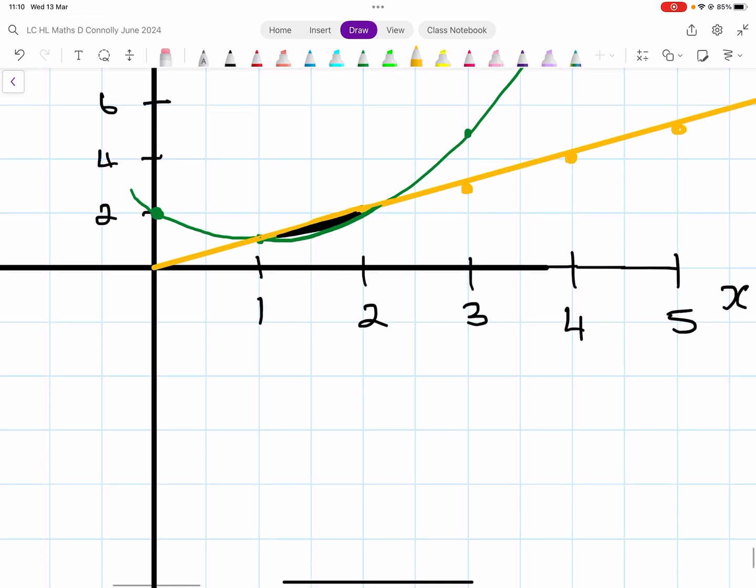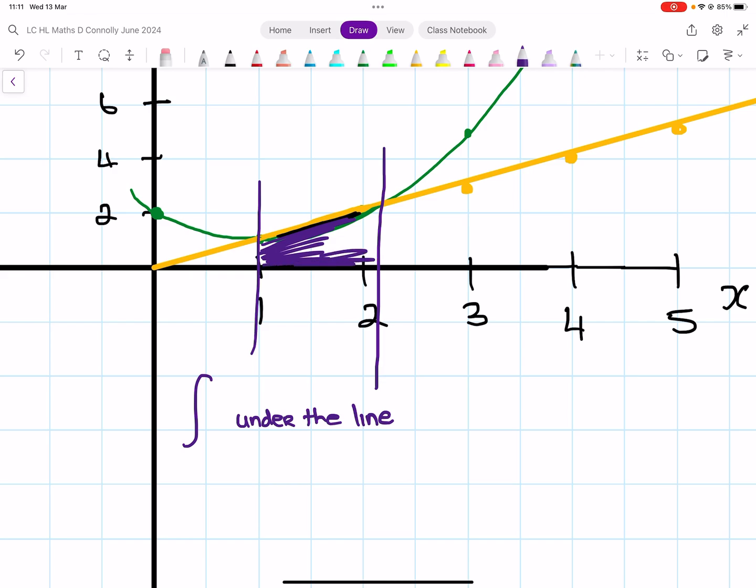So when you integrate, remember that you get the area under the curve. Now we need to know where these graphs intersect, so that's another bit of maths we're going to have to do. But if you integrate under the line, I'll rub this off now, but you get like that bit, like all of that, right?